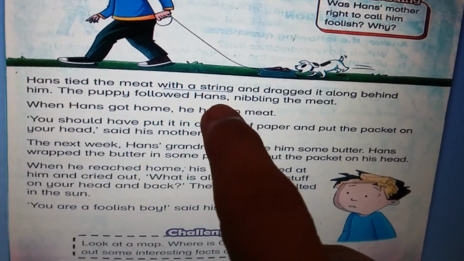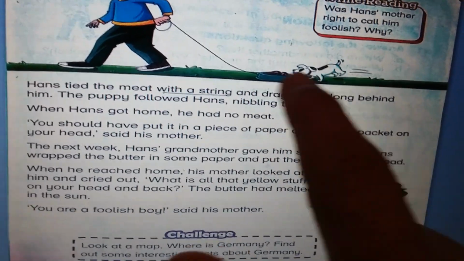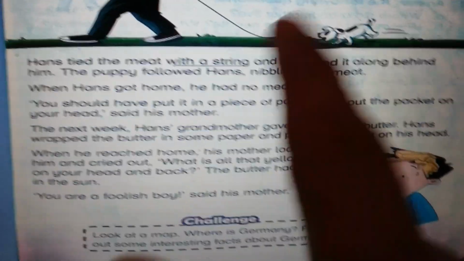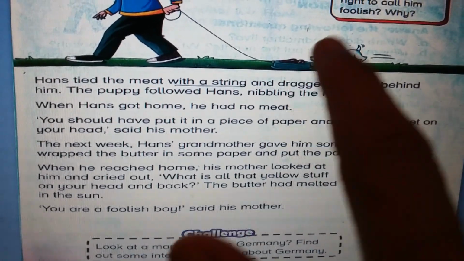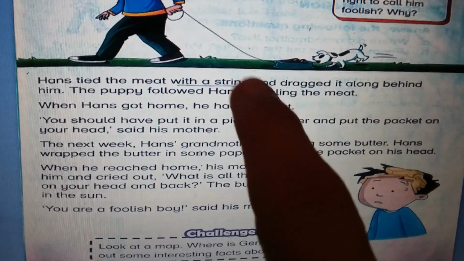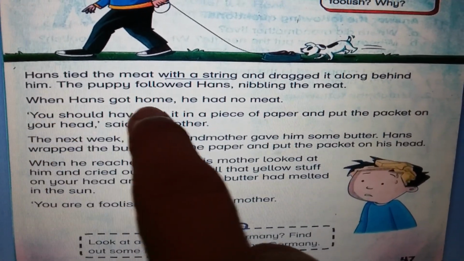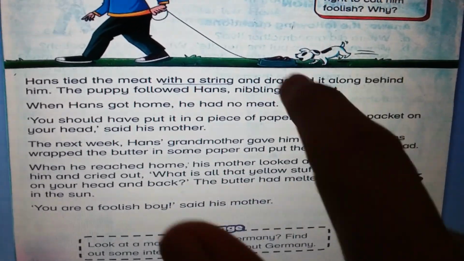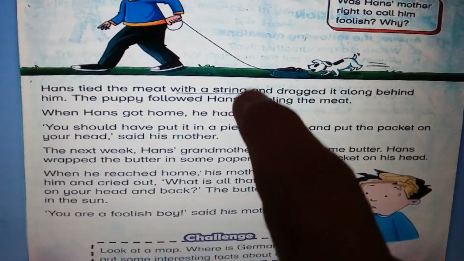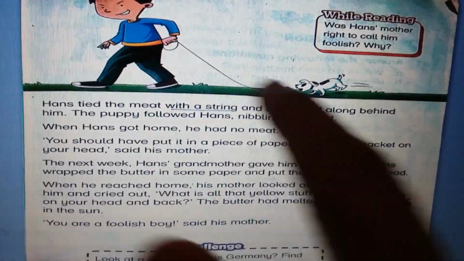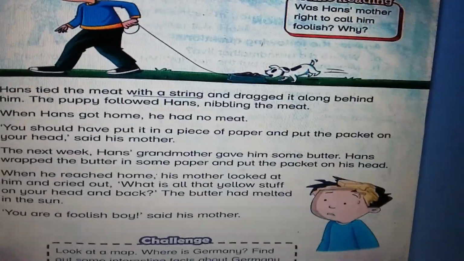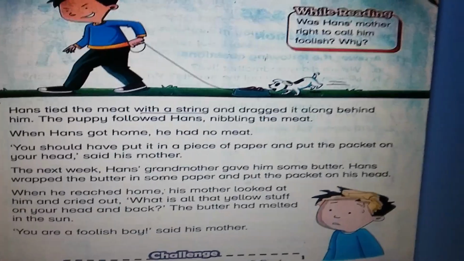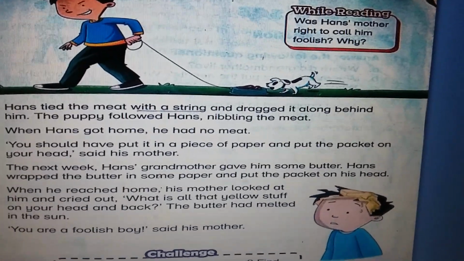The puppy followed Hans, nibbling the meat, eating it very quietly in small pieces. The dog ate the whole meat. When Hans got home, he had no meat. Who ate that meat? This dog. Because he was dragging it, he didn't look behind to see what was happening, and the dog was nibbling the meat very quietly.